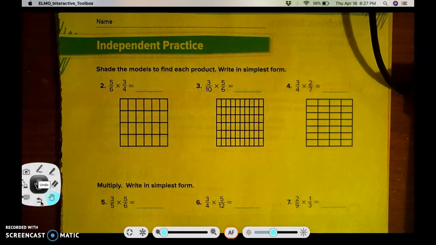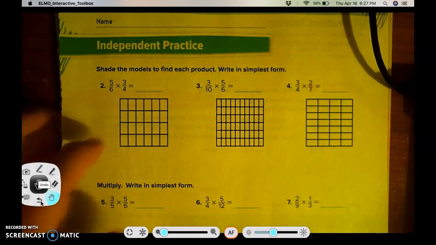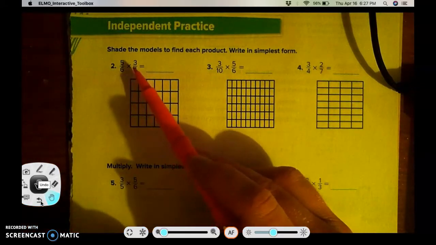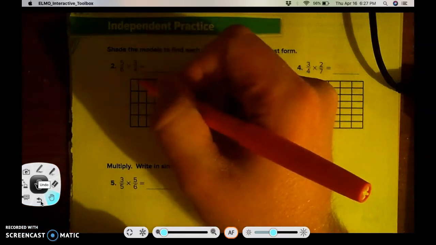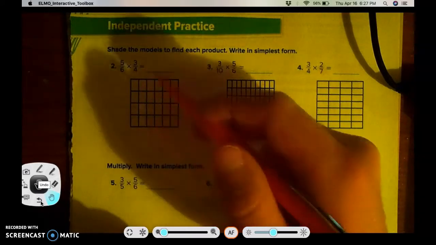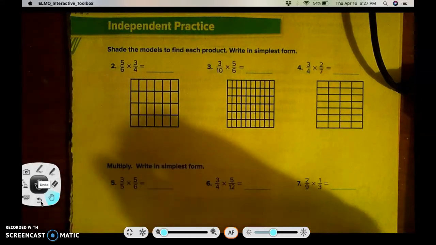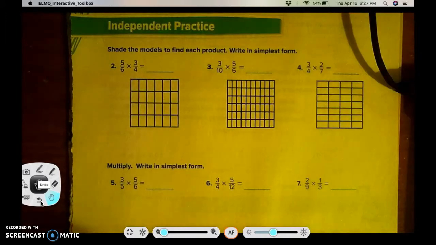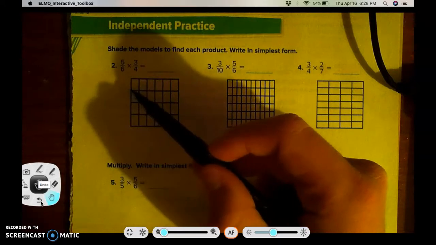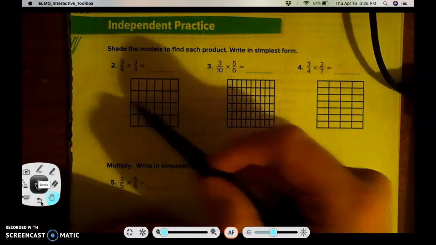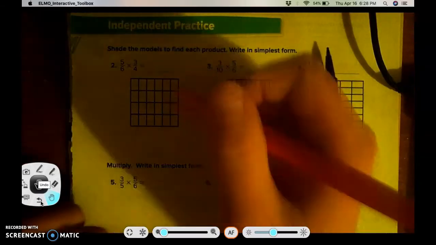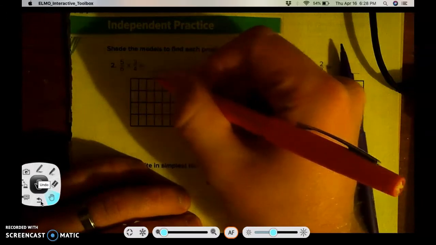So they're going to show a model first, and then they're going to find the product of it. With the model, 5/6 times 3/4. The first thing they did was to divide it into 6 equal parts. So this whole, they divided into 6 parts. 1, 2, 3, 4, 5, 6. Grab another colored pen. And then they had 3/4, so they wanted to divide it evenly into fourths. So 1, 2, 3, and 4.